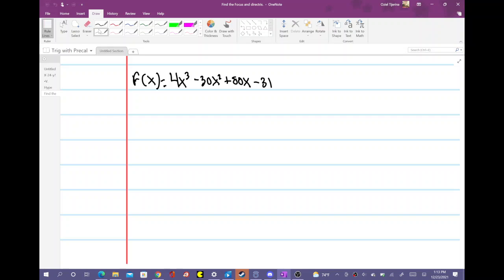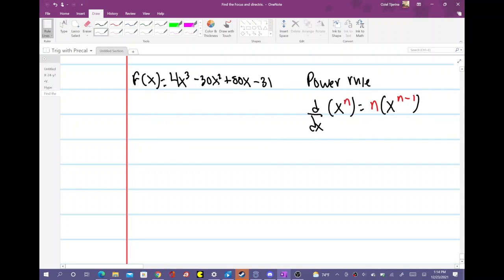The first one that I'm going to do is 4x cubed minus 30x squared plus 80x minus 31, and we want to find the derivative, right? So remember the power rule? The power rule says that d dx of x raised to a power n is really n times x raised to the n minus 1 power. So that is the rule we're going to use.